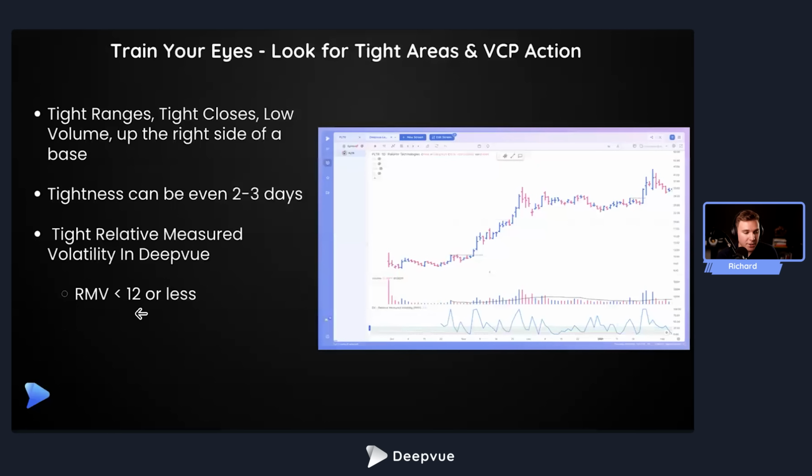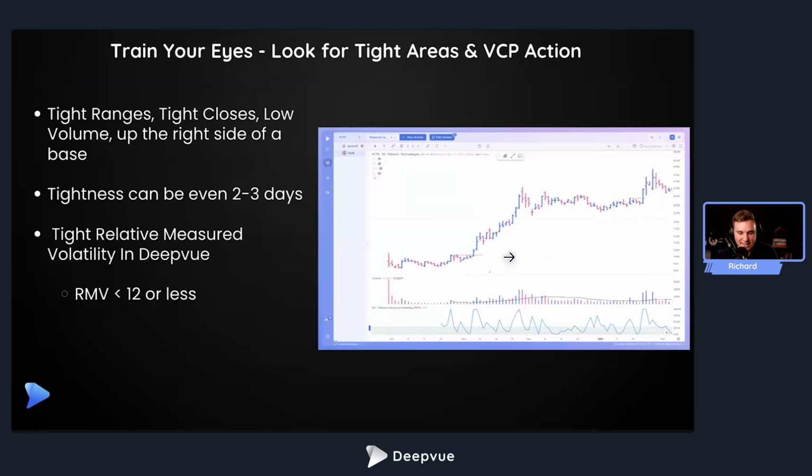The tighter, the better. The closer to 0, the better. But we'll get into how that can help you spot these tight areas in just a few slides. But in this chart of PLTR, I want you to think to yourself, where are the tight areas on the chart? So just take a moment here. I believe I have the answers on the next slide.